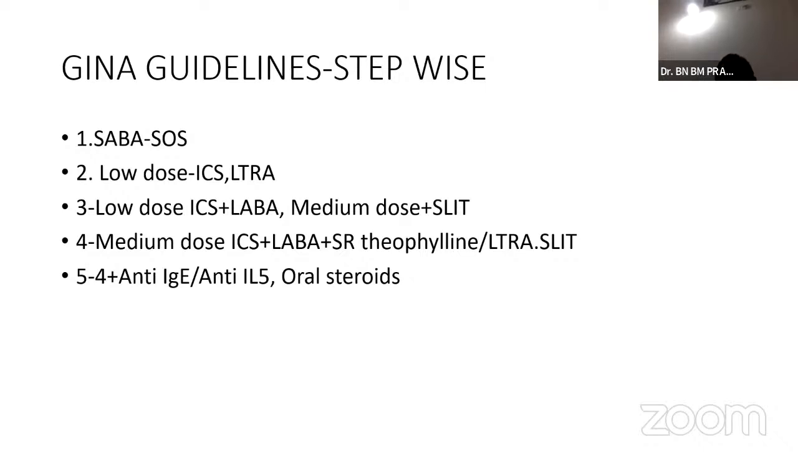But in those who have severe, persistent, allergic, uncontrolled asthma, and these are the cases where the eosinophil level is very high and the IgE levels are high, in such cases we use anti-IgE molecules like omalizumab, or anti-IL-5 molecules like reslizumab, mepolizumab, or the IL-5 receptor antagonist benralizumab, or IL-13 antagonists like dupilumab can be used. Of course, they also require steroids. Oral and inhaled steroids are required in these cases.